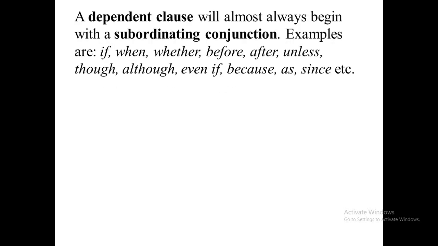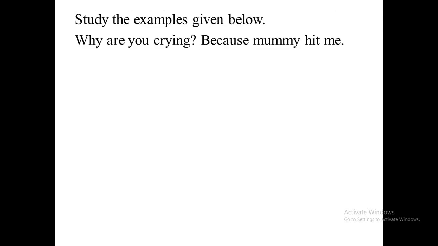A dependent clause will almost always begin with a subordinating conjunction. As we have discussed earlier in our lectures, some examples are: if, when, whether, before, after, unless, though, although, even if, because, as, since, etc. Now let's look at an example. Why are you crying? There is a question, why are you crying? And then the answer: because mummy hit me.